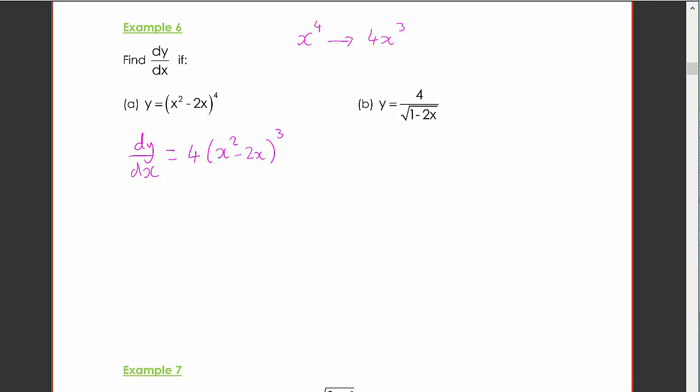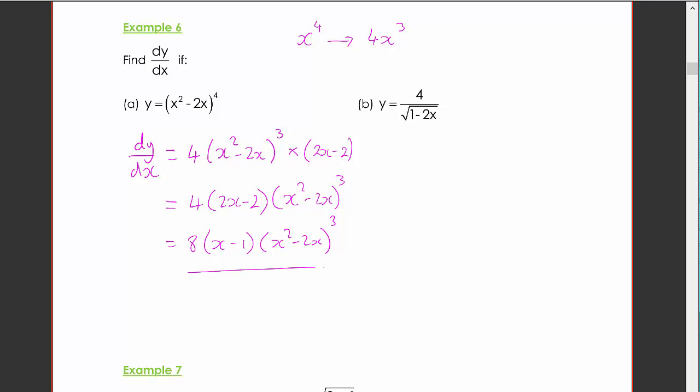But of course the bracket isn't just x. So what we then do is multiply by the differential of what's inside the bracket, which is 2x minus 2. And then we tidy that up. What I'd normally do is bring that term into here and then have the x squared minus 2x cubed. And of course I've got a factor of 2 I can take out of there, so I'd have 8x minus 1, x squared minus 2x cubed.